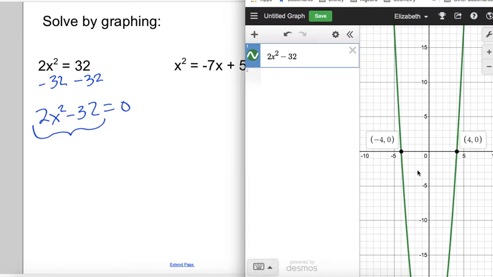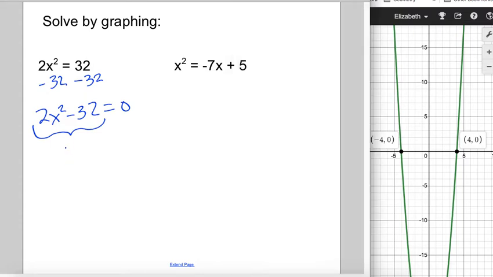I can see that it's happening at -4 and +4, and that's it. So my solution set is, the answers are x equals -4 and x equals 4. I'm not writing a point, I'm writing a set of x values. Sometimes you'll see them in squiggly brackets called a solution set. Again, it's not a point on the graph, it's just the x values for when that equation has a y value of 0. That's all you're doing.